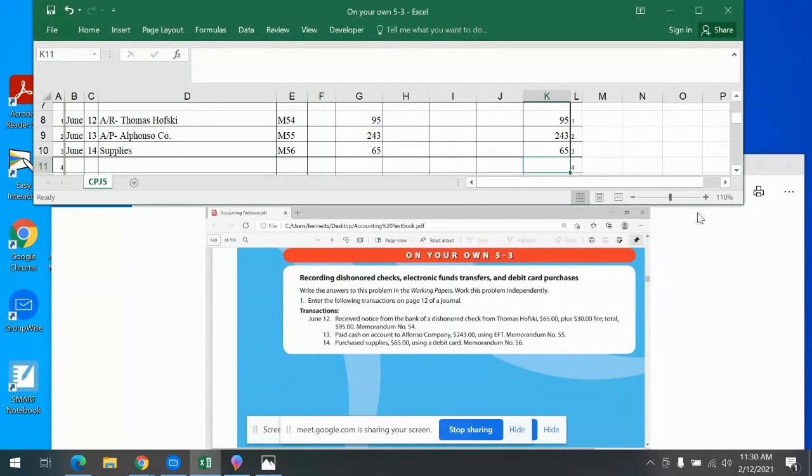So, Jace Jennings, question for you. Do you have a pretty good handle on journalizing dishonored checks and electronic funds transfers and debit card transactions? Okay. Do you think you have a pretty good handle on reconciling your bank account or bank reconciliations? Okay. We probably need another example or two there, right?